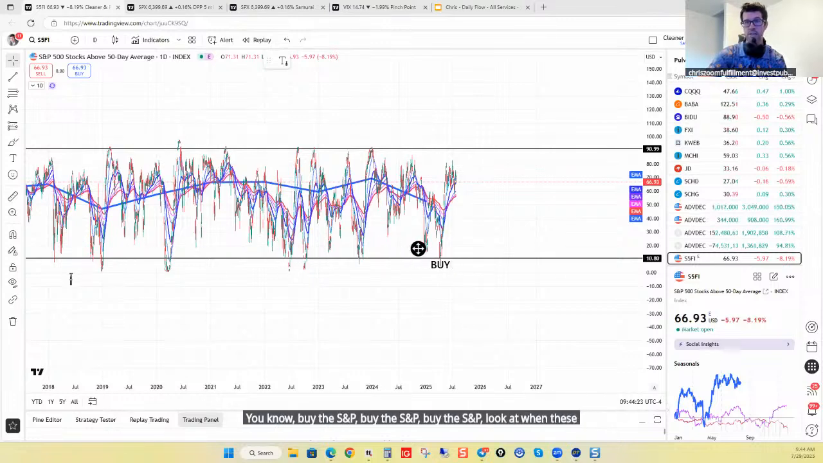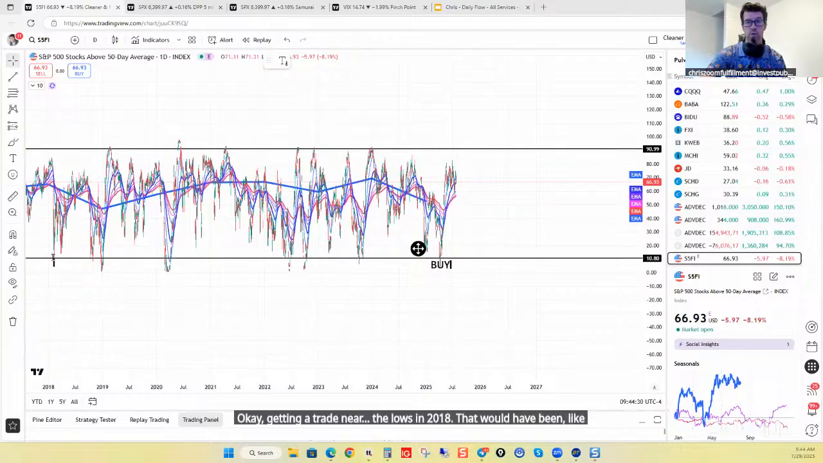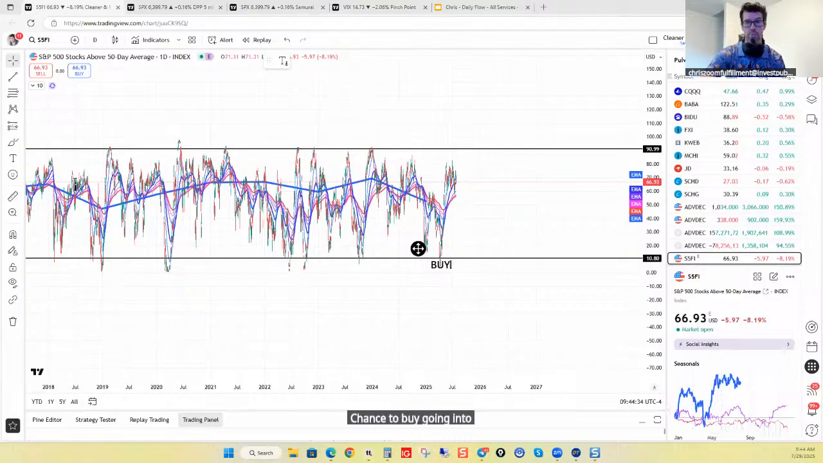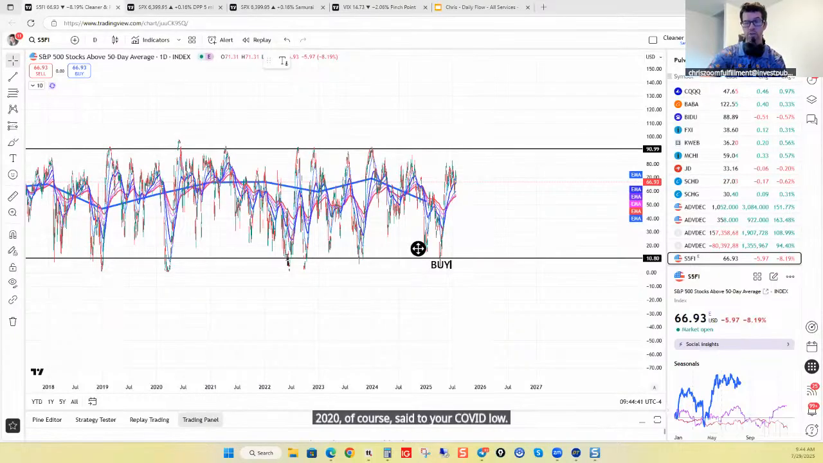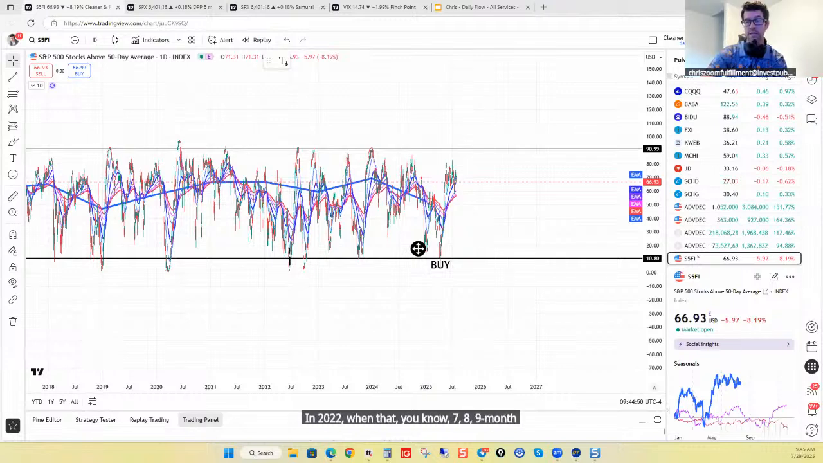If you've been in the markets these last few years, getting a trade near the lows in 2018 would have been either January 2018 or December 2018. The chance to buy going into 2019 was a huge rip. Then again in 2019 we had another pullback. 2020, of course, that'd be your COVID low. 2022 getting in December, you had July, August, September 2022. It was like the final push lower in 2022 when that 7, 8, 9 month bear market ended. You get the timing indicator right here between July and September 2023.